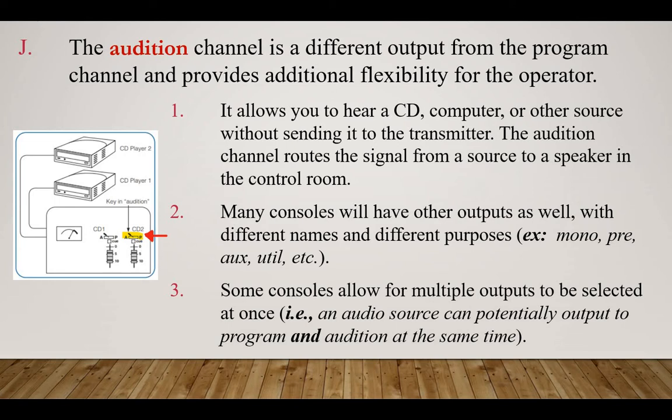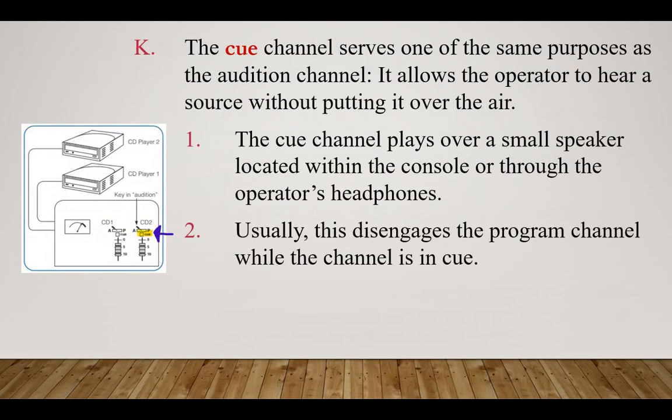All of those sort of things might be considered different types of audition channels depending on the maker of the console that you're using. Some consoles allow for multiple outputs to be selected at once so that you could have something going out over the air and you could be recording it through a different output at the same time. That's a really nice feature, especially if you're trying to record a live broadcast, for example.